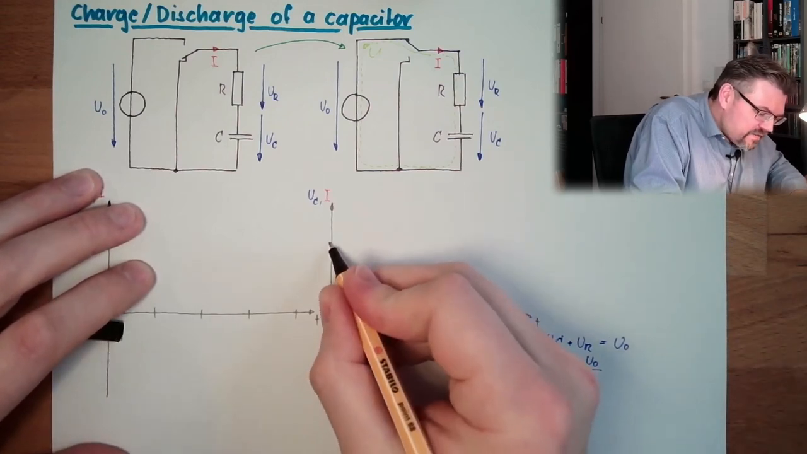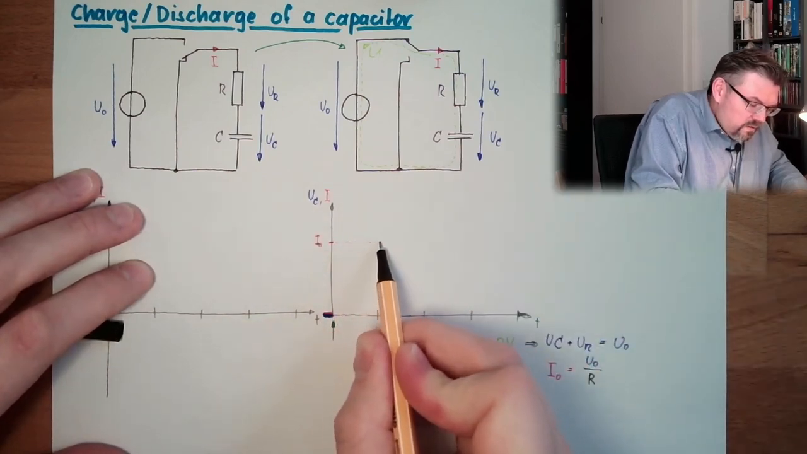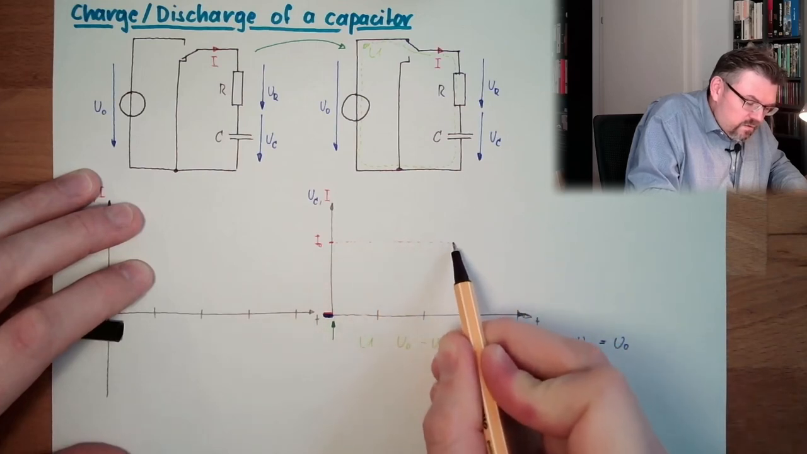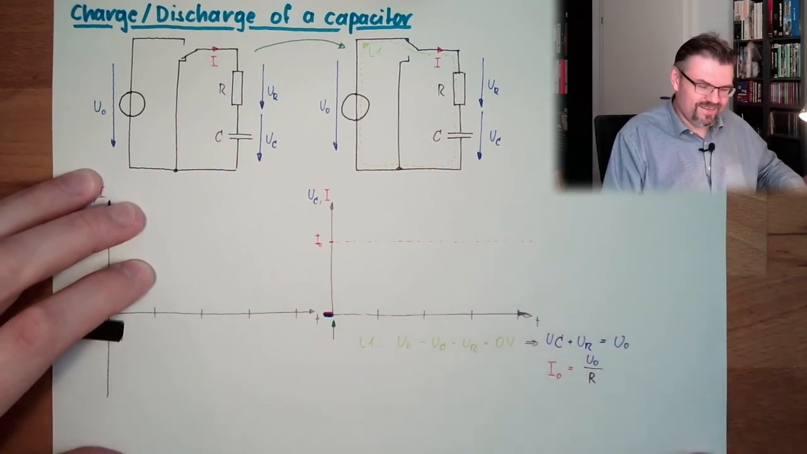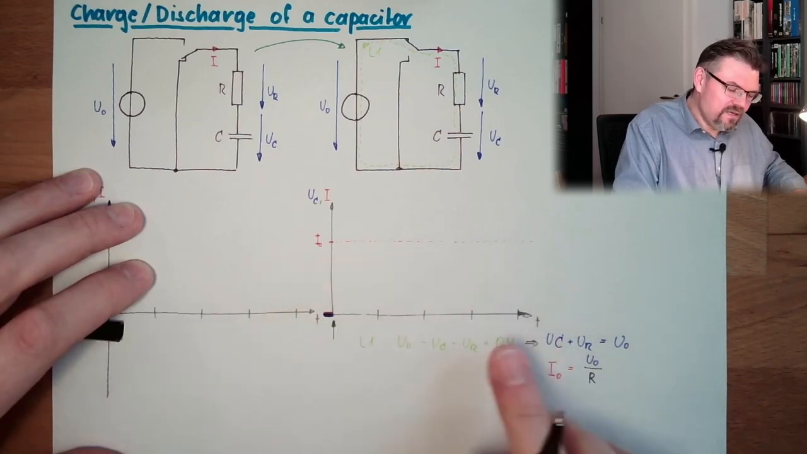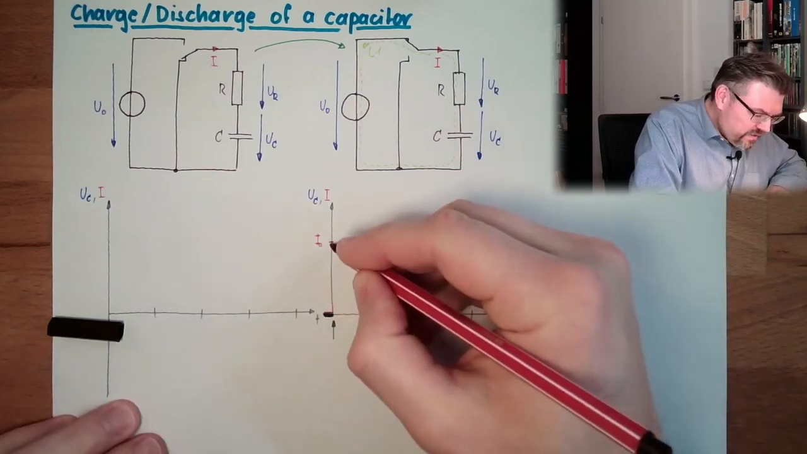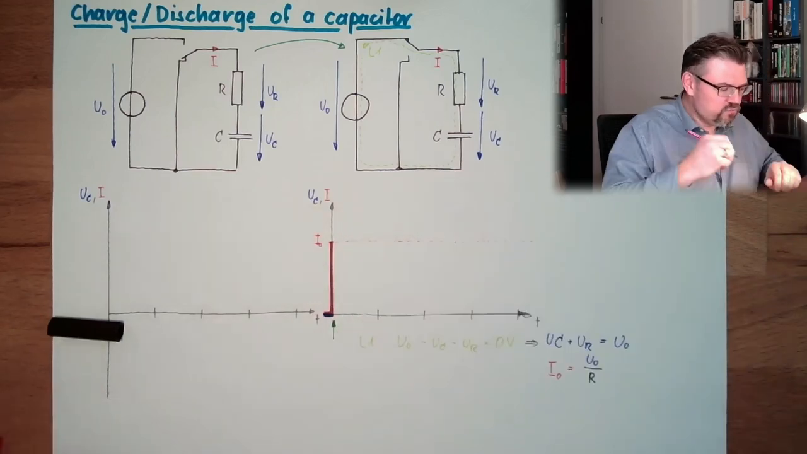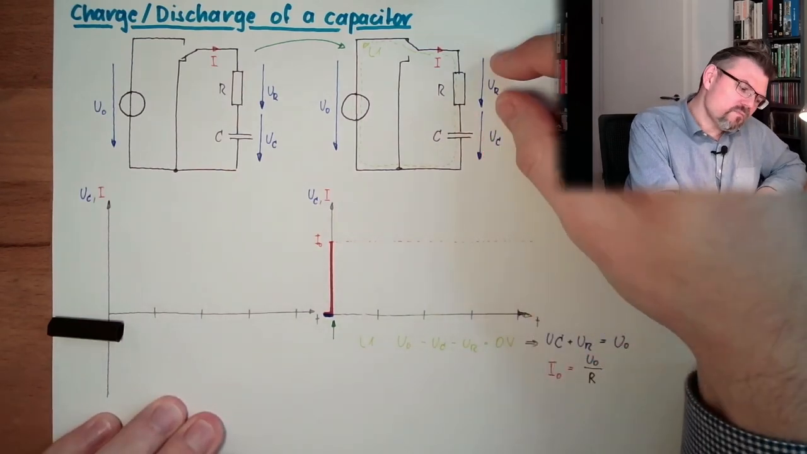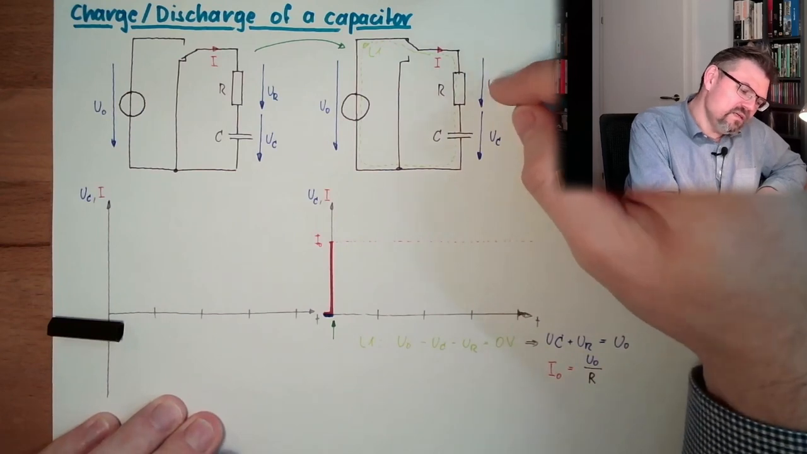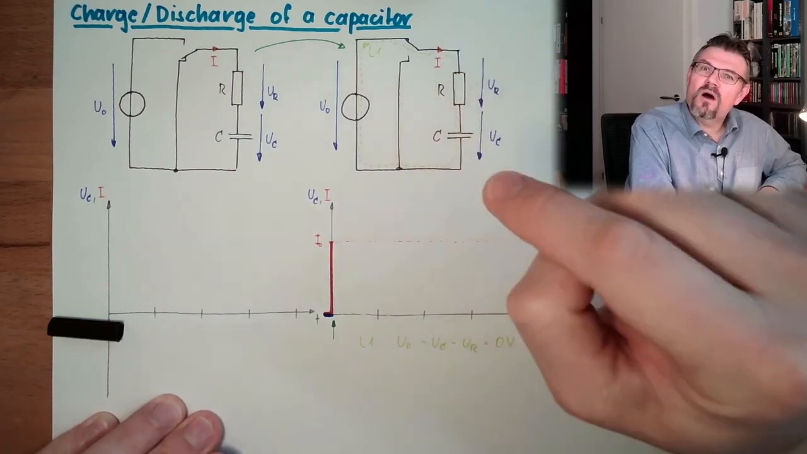So I have somewhere here an I0. And I will draw here a line, so that we can see it in the whole diagram. So the current is jumping to I0 at this moment. We are turning on and the current is jumping to I0, because simply UC is zero and UR is U0. Now there is current rushing into our capacitor.